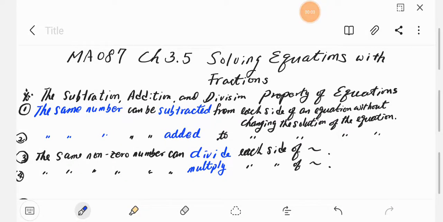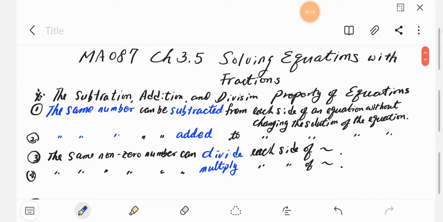MA087, Chapter 3.5, Solving Equations with Fractions. Alright, we already know this part, the subtraction, addition, and division property of equations.